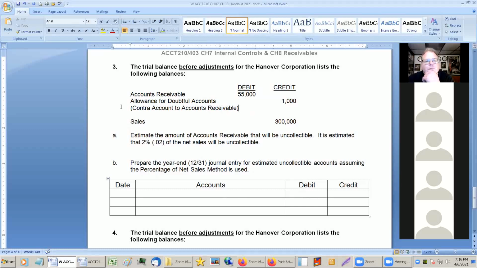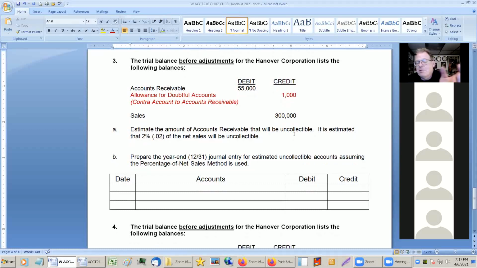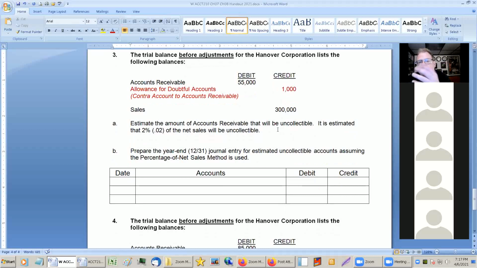All right. So this allowance for doubtful accounts is a contra account to accounts receivable. So this goes against the accounts receivable. Before we make this adjustment, the accounts receivable really isn't worth 55,000. It's worth 55,000 minus 1,000, so 54,000, I guess. Now we're going to make some adjustments, so it'd be worth even less than that. But we'll go ahead and make the adjustment.